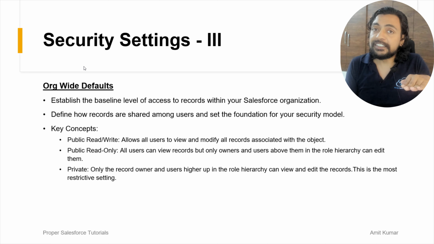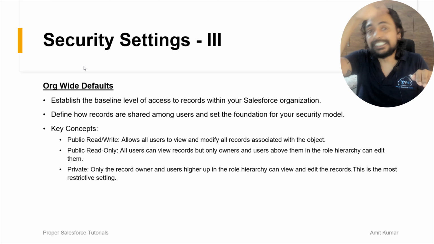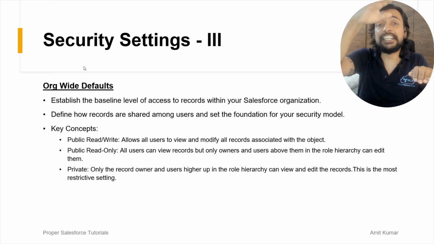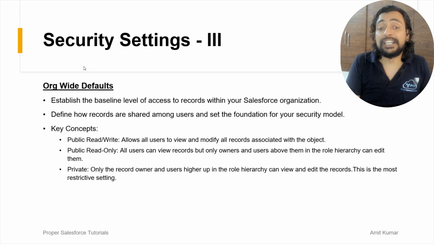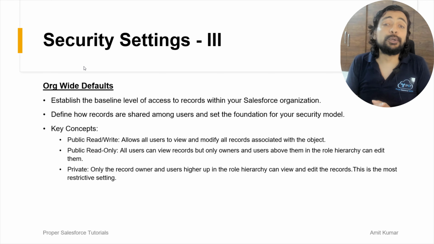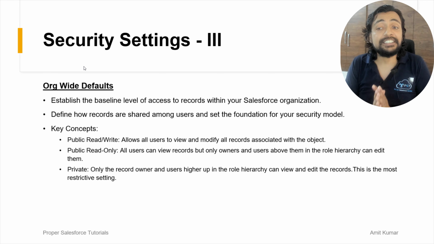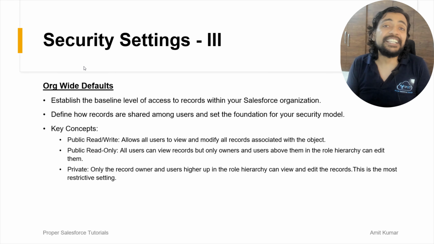So if a clerk is there and there are a few managers above in the role hierarchy, those managers can definitely see and edit the records owned by the clerk. And if I talk about private, it is the most restricted access, and only the record owner and users higher up in the role hierarchy can view and edit the records. This is the most restrictive setting. So to brief it up, public read write will give you complete read write access to all the users whether they have ownership or not.